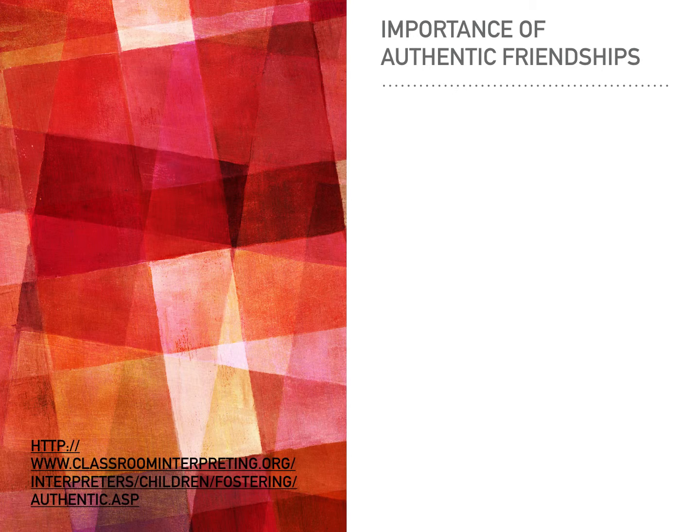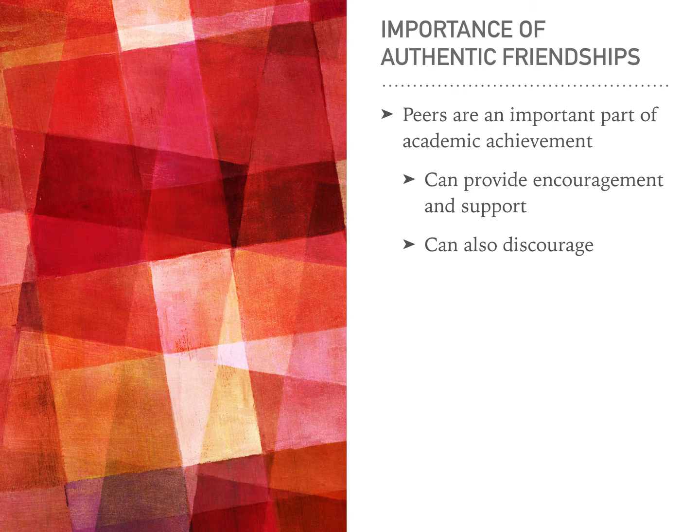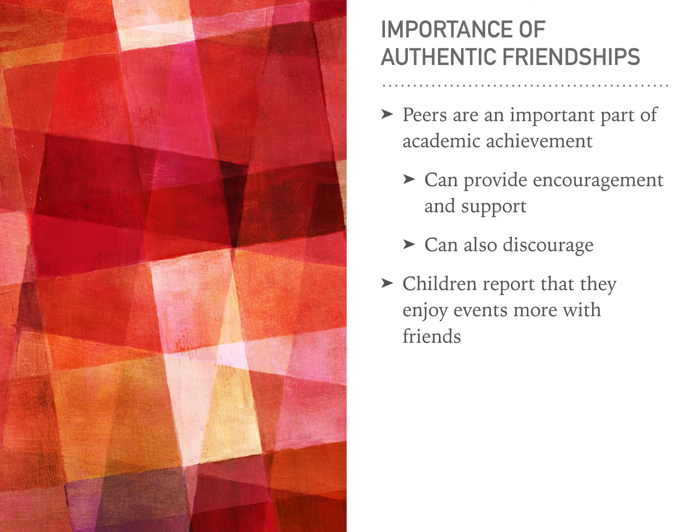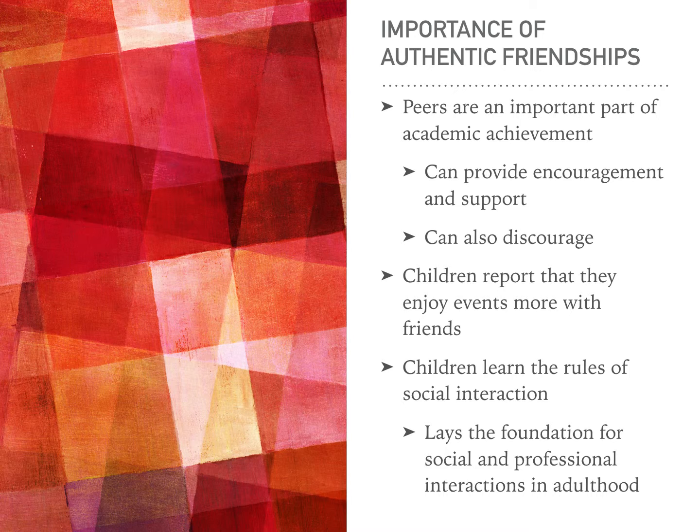Moving on, it's important to discuss the importance of authentic friendships for both children and adolescents. Peers are an essentially important part of academic achievement for children and adolescents. Friends can provide support and encouragement, or they can also be a discouragement or a distraction. Children have reported that they enjoy events more when their friends are present. And it's through interactions with peers that children learn the rules of social interactions, which lay the foundation for social and professional interactions in adulthood.